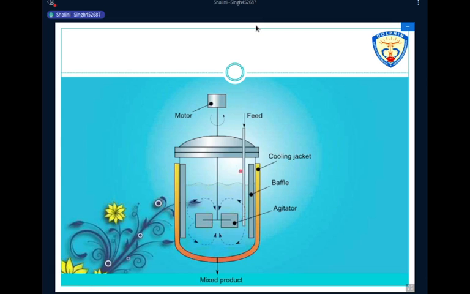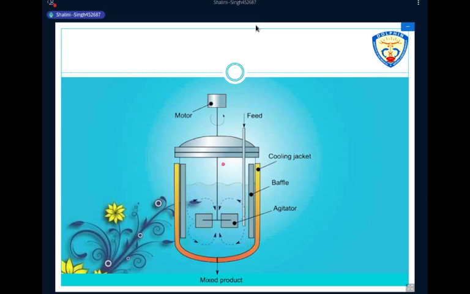If you want to maintain the temperature of this inner space, what will you do? Accordingly, if the temperature is high, then you can run cold water in this tube. The temperature will drop down. If the temperature is down and you want to increase it, then you can circulate hot water or steam in this wall or in this tube. Then it will help you in increasing the temperature.